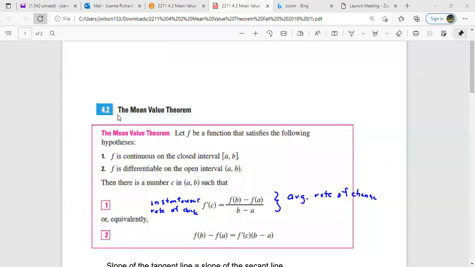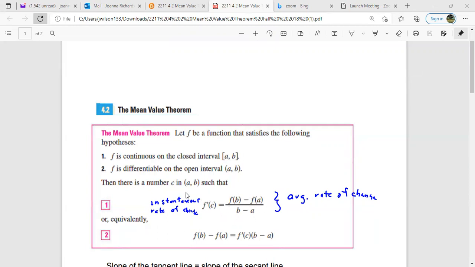Class, I want to cover 4.2, the mean value theorem. So what the mean value theorem says is, let f be a function that satisfies the following hypotheses. One, that f is continuous on the closed interval from a to b, and two, that f is differentiable on the open interval from a to b. Then there's a number c in (a, b) such that f'(c) equals (f(b) - f(a)) divided by (b - a).